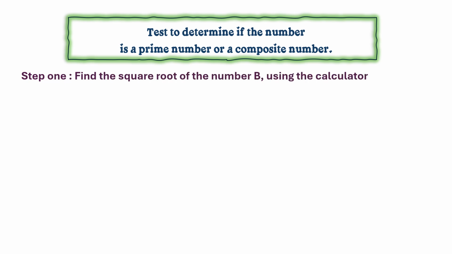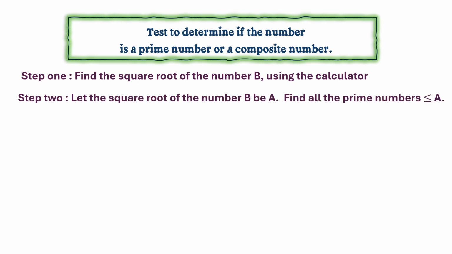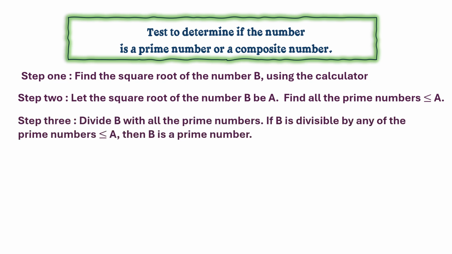Step 1 is to find the square root of the number b. Supposing you're given a number, let's call it b. We use the calculator to find the square root of this number b. Supposing that the answer you get after you square root this number b, let's call the number a. Step 2, we find all the prime numbers that are less than or equal to the number a. And step 3 is to divide b by all the prime numbers. If b is divisible by any of the prime numbers that are less than or equal to a, then b is a composite number. So let's look at an example.